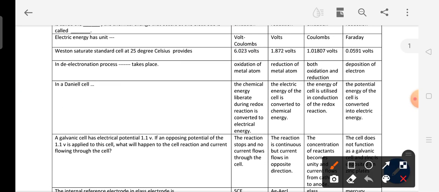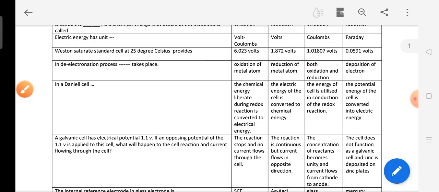Then the third MCQ: the Weston saturated standard cell at 25 degrees Celsius provides. The answer of that question is 1.01807 volt, because the potential of the Weston saturated standard cell remains constant for many years. So option number 3 is the correct one.